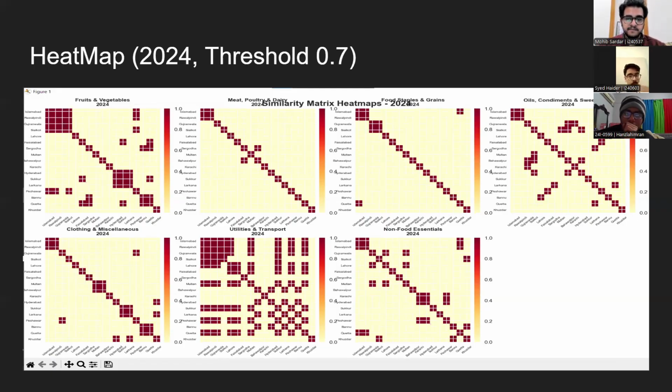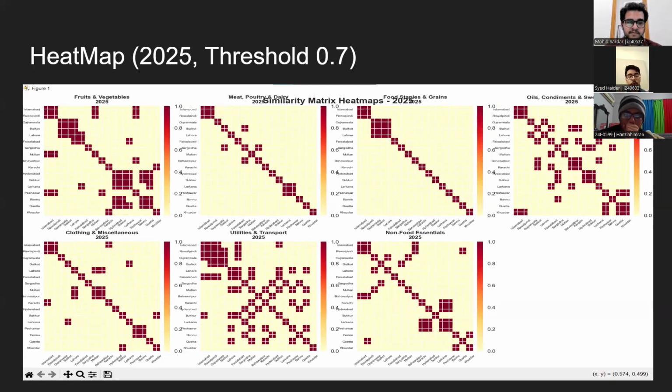Here we have different cities having different clusters, and we can also see how cities in a geographical region, for example, in the top left of the graph, you will see that there is a common cluster, and these are the cities of Islamabad and Rawalpindi. So that shows how they correspond geographically as well. And this is the heat map of 2025. Again, we can see the clusters in the top left forming and other clusters as well.